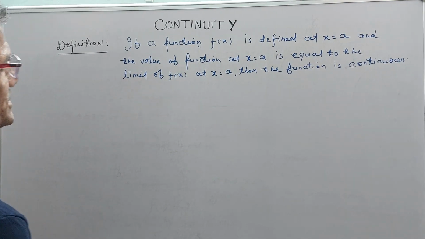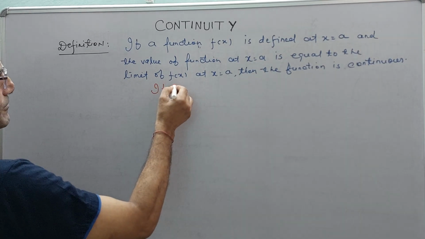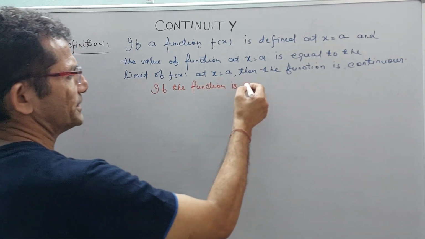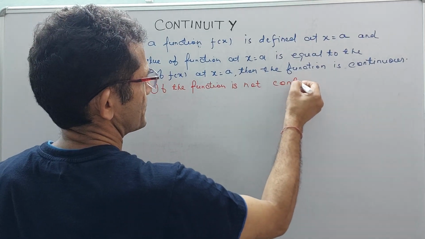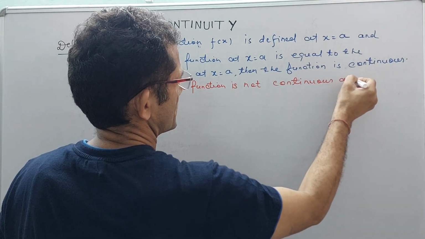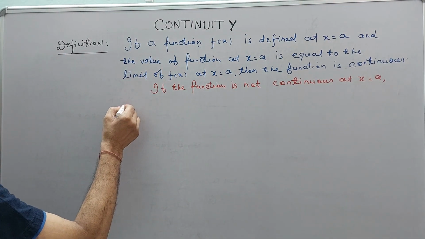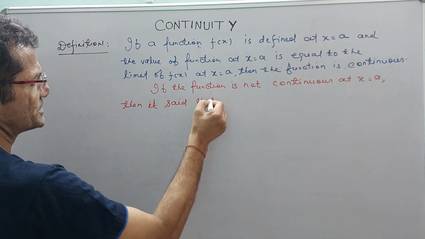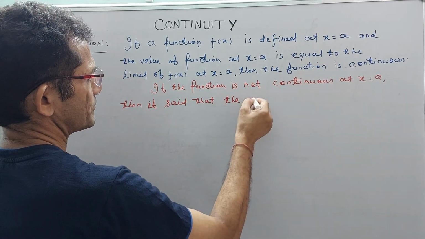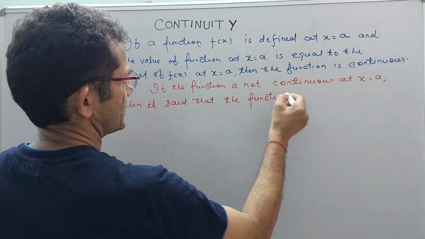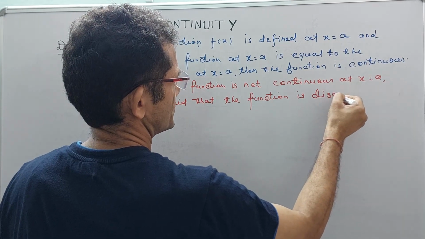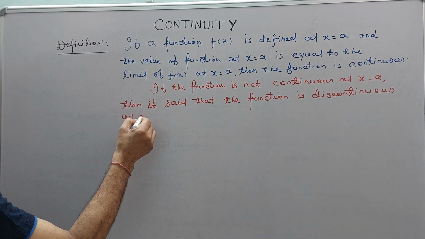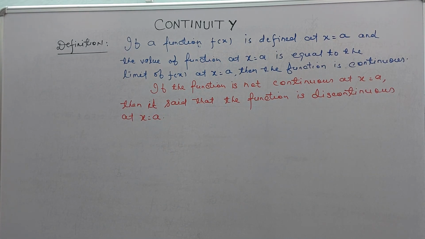And another way, if the function is not continuous at x equal to a, then it is said that the function is discontinuous at x equal to a. So now these are our definitions.